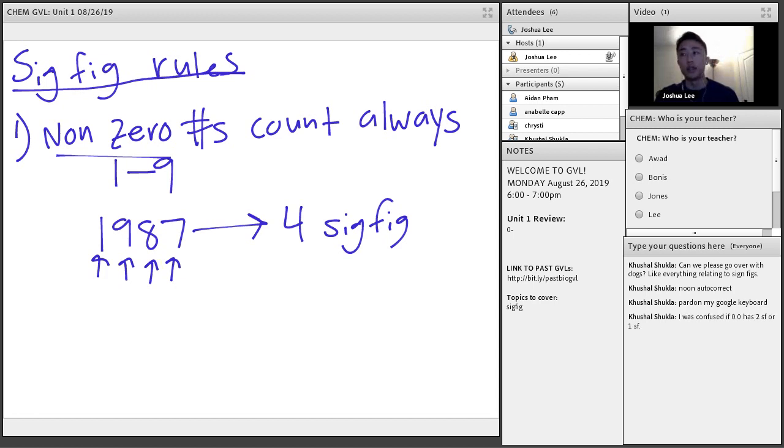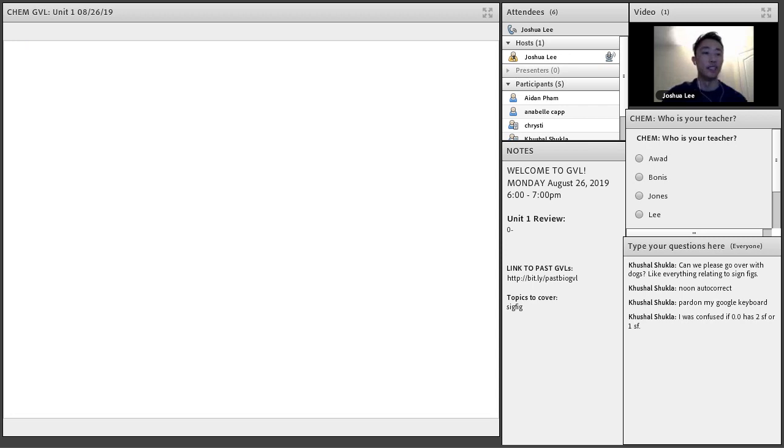So typically, students don't have a problem with that. I was confused with whether 0.0 has 2 sig figs or 1 sig fig. We'll talk about it. So that's typically the easiest rule that we'll talk about. Anytime you see a non-zero, that's when your sig figs will count. Then the next 3 rules are all about the zeros. So that's where students have the most trouble when it comes to figuring out if the zeros count. So sig fig rules for zeros.